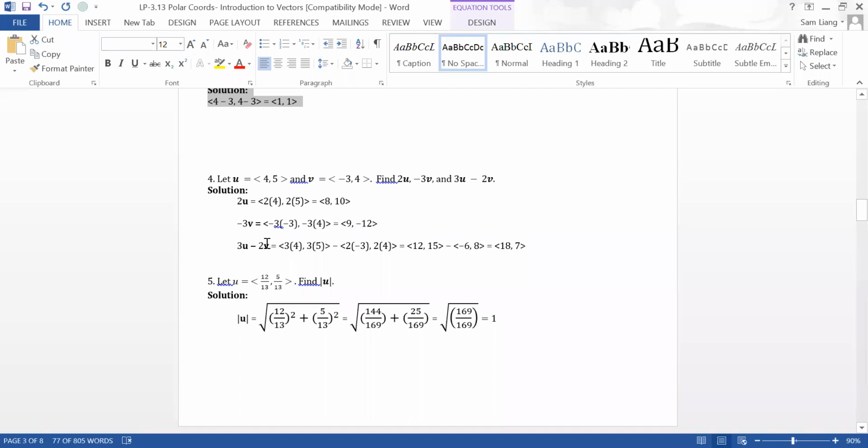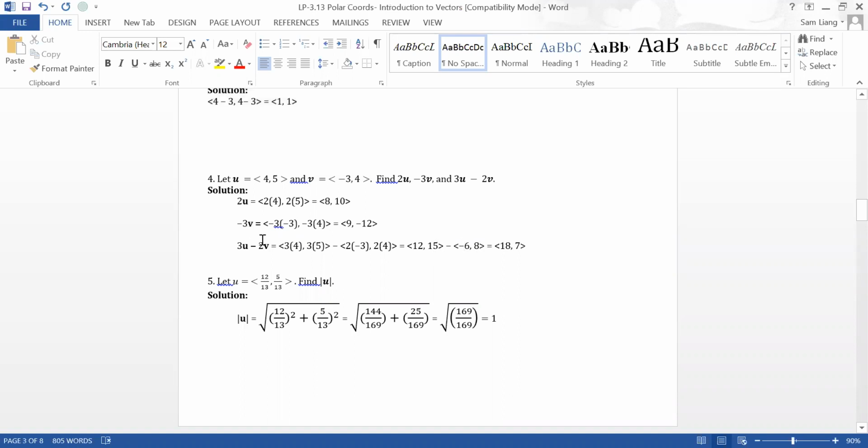For 3u minus 2v, make sure you multiply it out before you subtract two vectors. So 3u, just do the same: 3 times 4 and 5, so that's 12 and 15. And then for 2v, multiply each component by 2. Sorry, in this question, I did 2 times each, so negative 6 first, and then 8, and then we subtract. Alternatively, you could also do 3u plus negative 2v if you want, but here in my work, I showed just 2v, not negative, so 3u minus 2v.